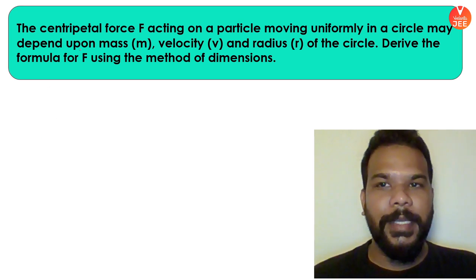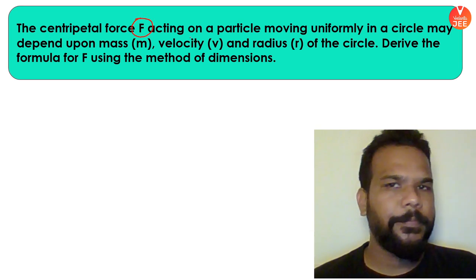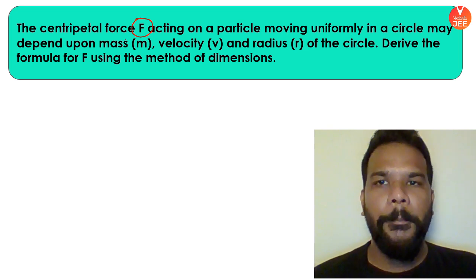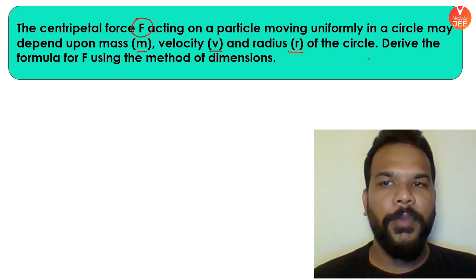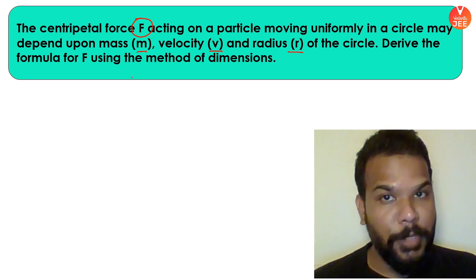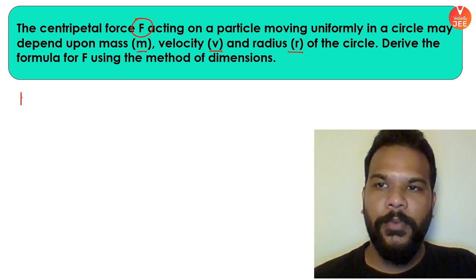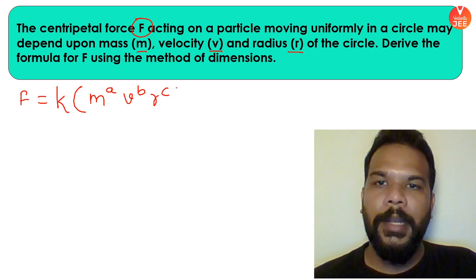Okay, so guys, next question. It says that the centripetal force F acting on a particle moving uniformly in a circle may depend upon the mass, velocity, and the radius of the circle. So we have to derive the formula for the centripetal force by using the method of dimensions. Okay, guys. So using the same approach, I'll say that the formula for force will be some K times M to the power a, V to the power b, and R to the power c.